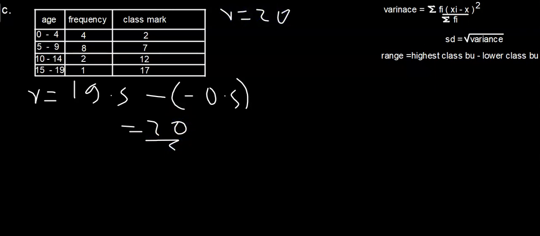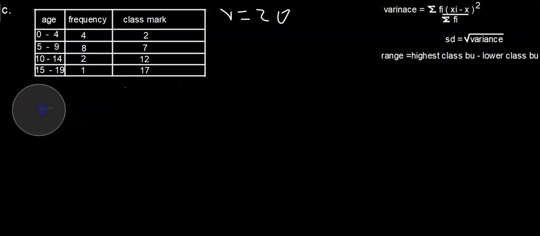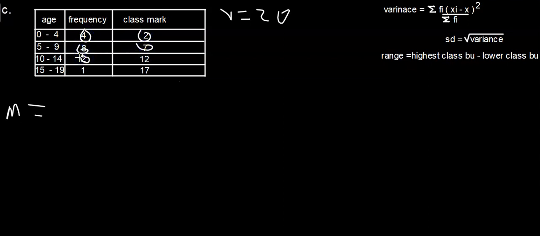Now let me get the mean, standard deviation, and also the variance. To get the variance and standard deviation, I need the mean. To get the mean, it's the same as the previous one. I'm going to multiply 4 by 2, 8 by 7, 12 by 12, and then divide the whole thing by the sum of the frequency.